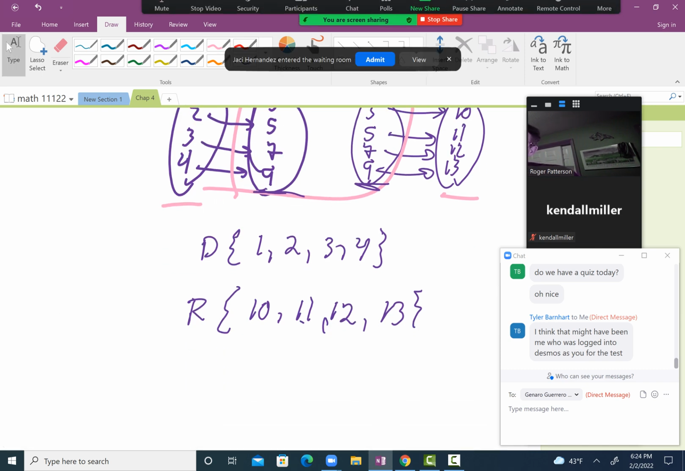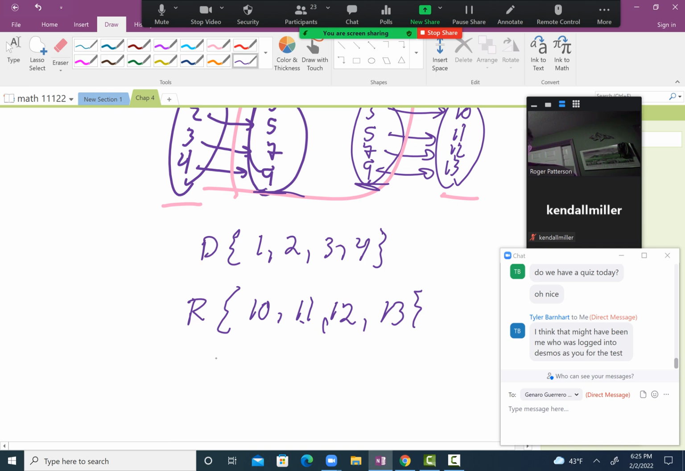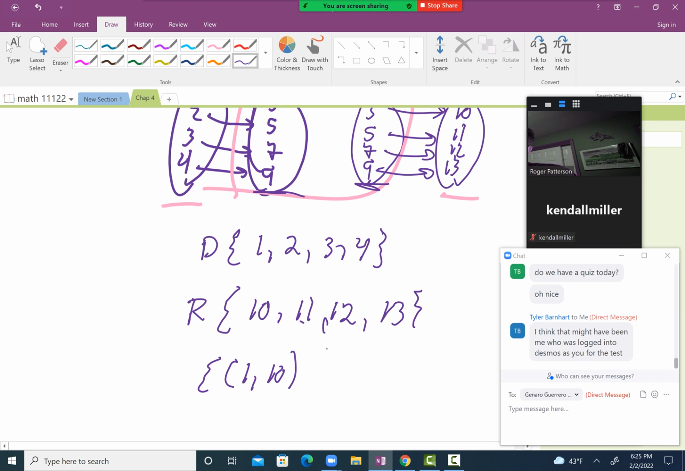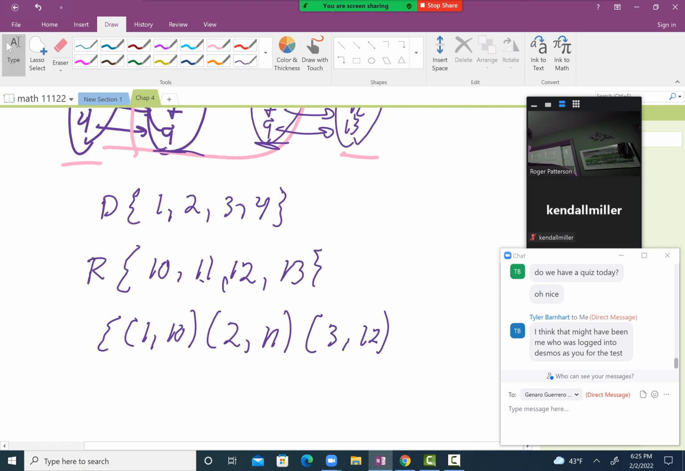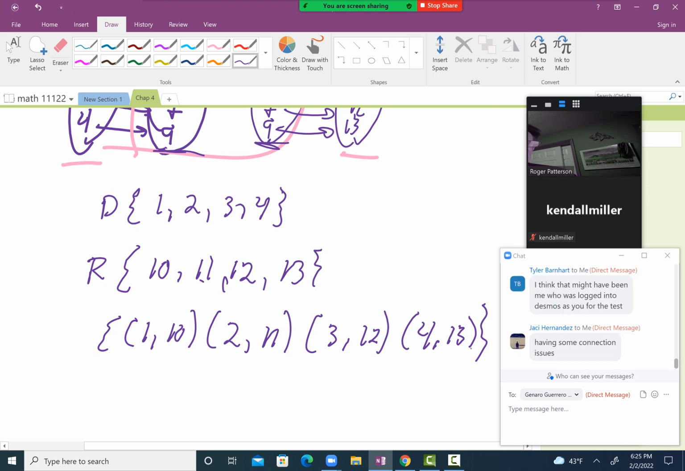So if I was to write this, here's what I would have. So we would go 1 to 10, okay, 2 to 11, 3 to 12, and 4 to 13. So that's what it is, okay? So 1 to 10, 2 to 11, 3 to 12, and 4 to 13, that is our function composition, okay?